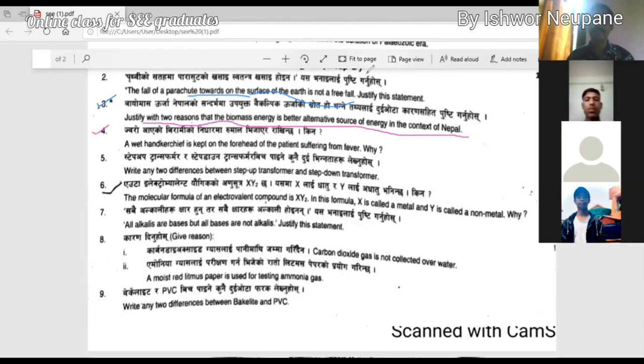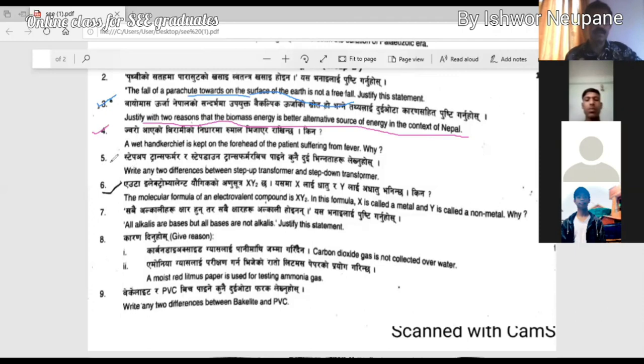Number 4, a wet handkerchief is kept on the forehead of the patient suffering from fever. Why? Because it can absorb the amount of heat produced in the body and helps to decrease the temperature. Right. So water has very high specific heat capacity, so it can absorb a large amount of heat and decrease the body temperature.